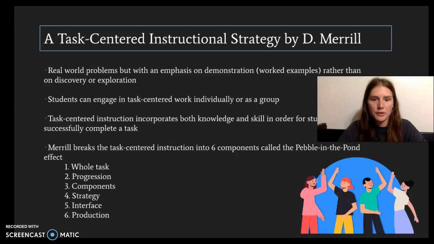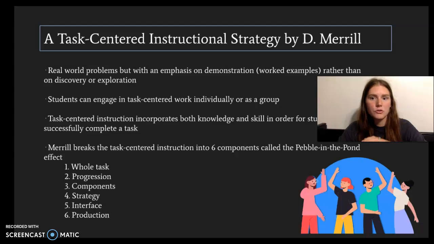Task-centered instruction incorporates both knowledge and skill in order for students to successfully complete a task. So I think this is especially important because students might have knowledge, they might know about something, but not necessarily how to apply it, and that's where task-centered instruction comes in. He breaks the instruction into 6 components called the pebble in the pond effect. So there's the whole task, progression, components, strategy, interface, and production. And he explains this more in this article, but basically, they're taking the whole task and breaking it down.